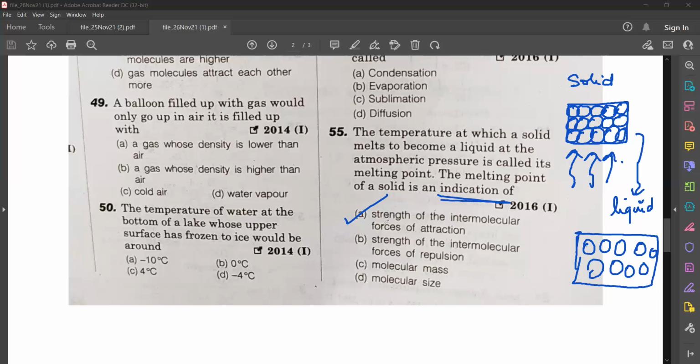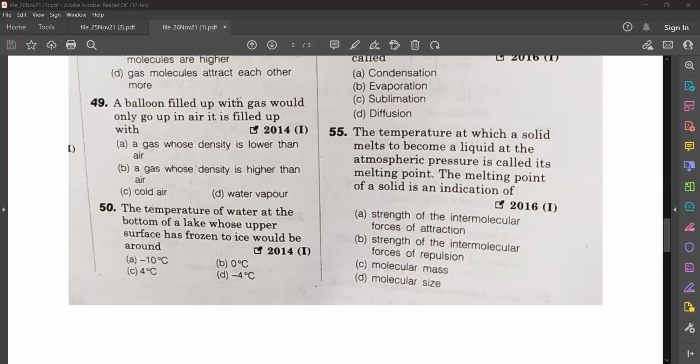So melting point is an indication of the strength of intermolecular force of attraction. As I've already told, one of the features of particles of matter is that the particles attract each other. Okay. So that's about question number 55.